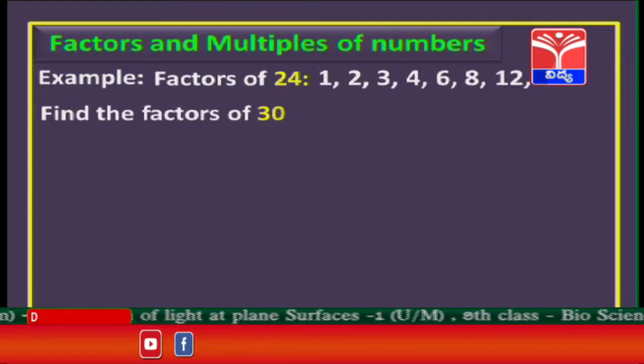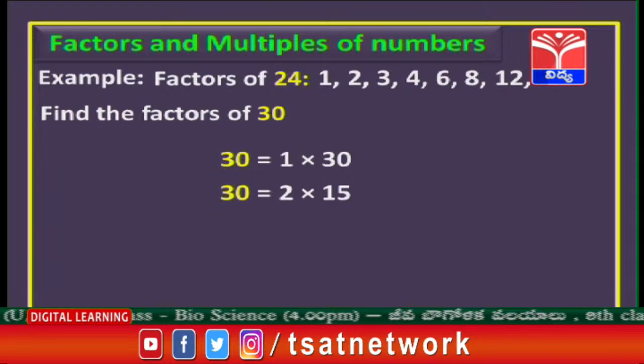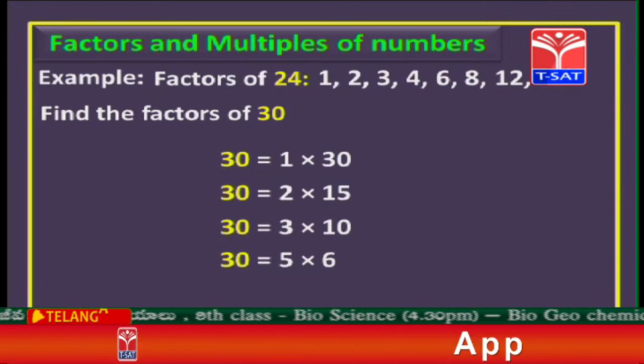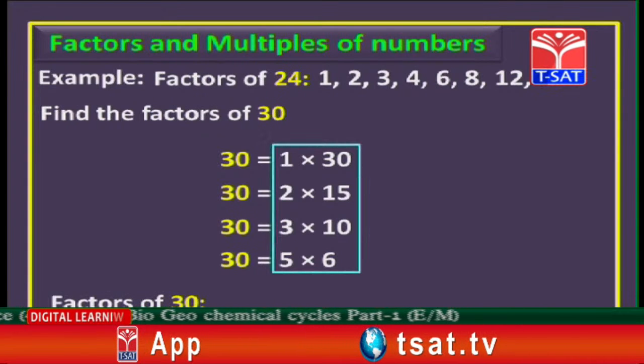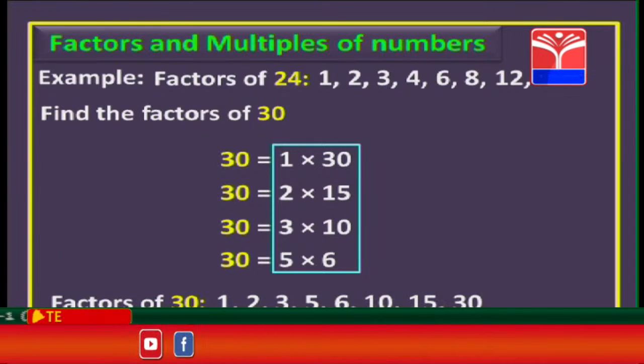Now, take a look at another example, children, that is factors of 30. Again we write 30 as shown, 30 is equal to 1 into 30 or 2 into 15 or 3 into 10, or even we can write it as 5 into 6. Again, what will be the factors here, children? Yes, you are absolutely right, that is 1, 2, 3, 5, 6, 10, 15 and 30.